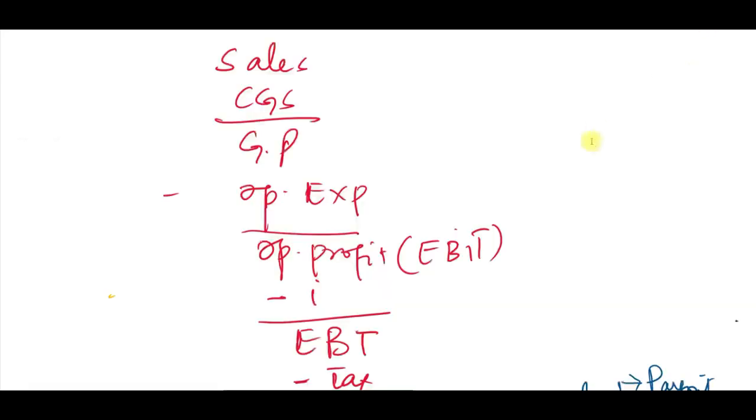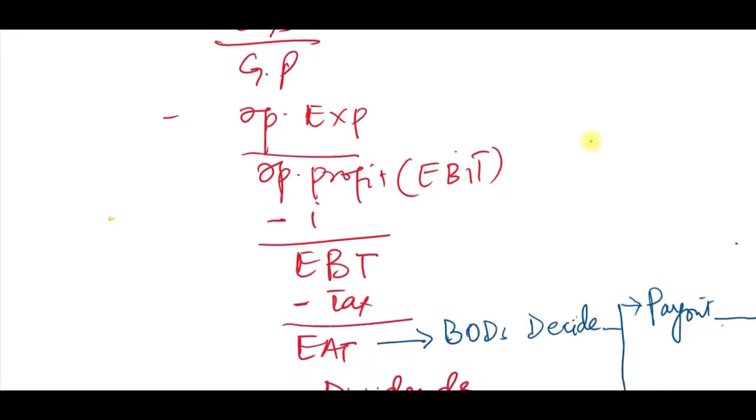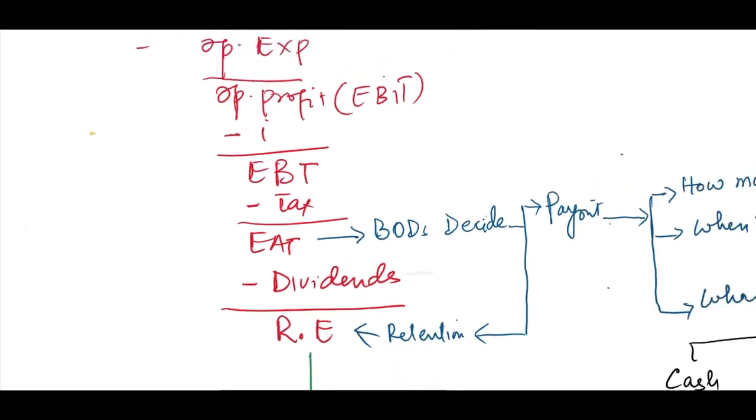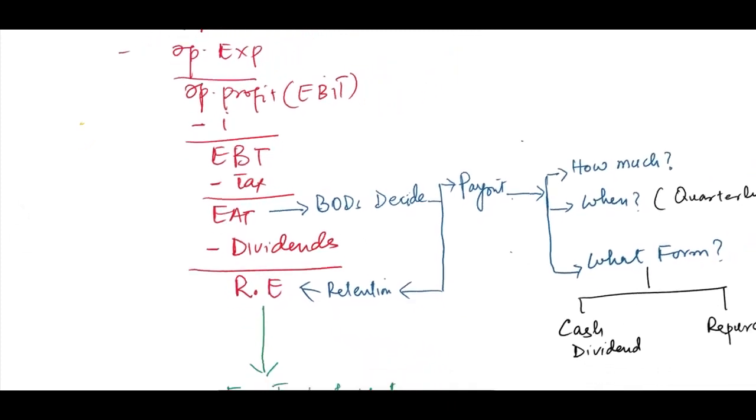As you can see from the income statement, we have some sales, then we subtract our CGS to get gross profit, right? And then we subtract operating expenses to get operating profit, that is called EBIT. Then we subtract financing expense in the form of interest, then we have EBT, then tax, then we get EAT. So EAT is your net income.